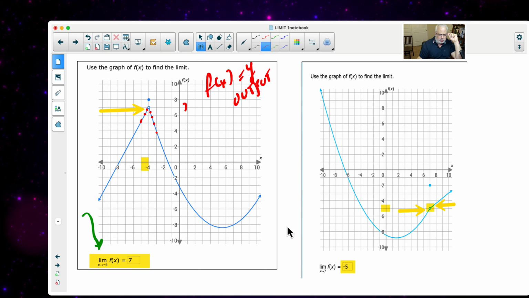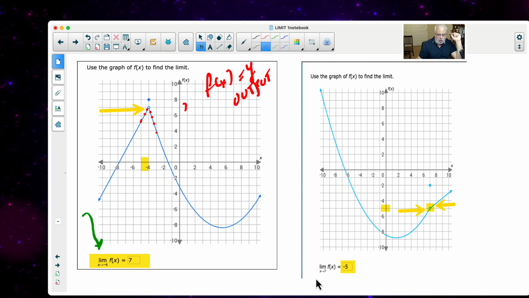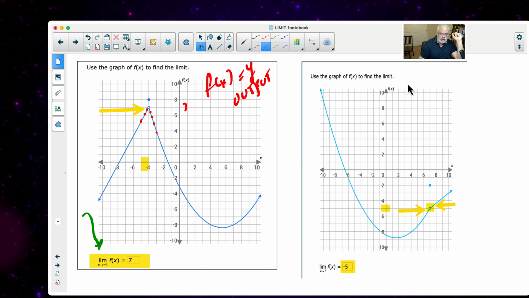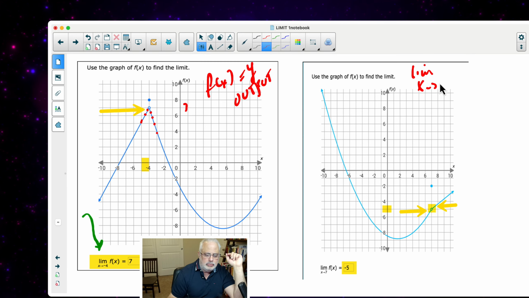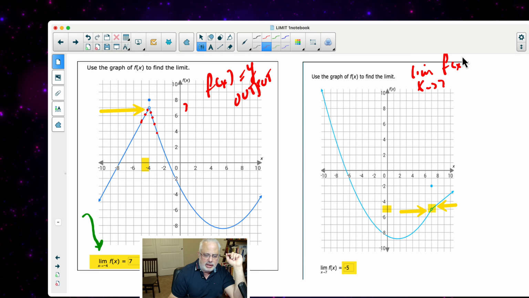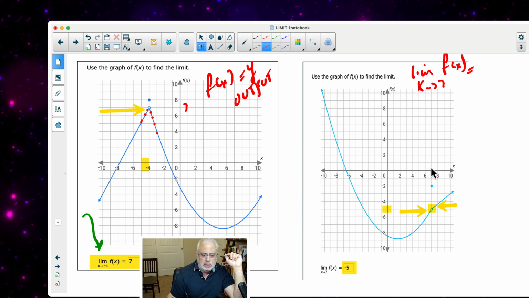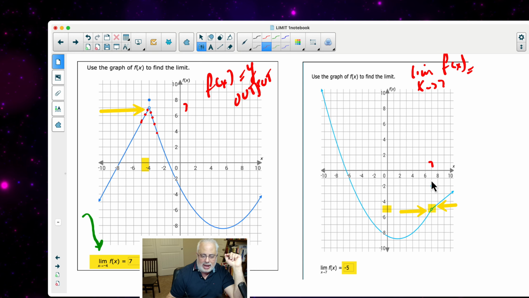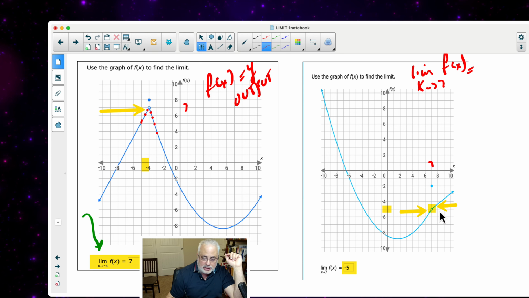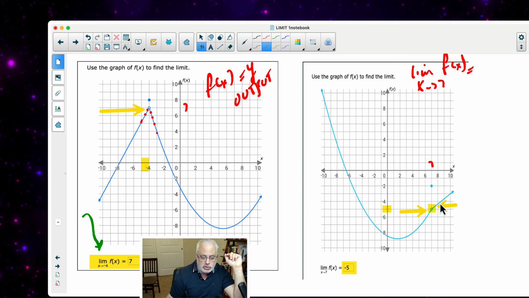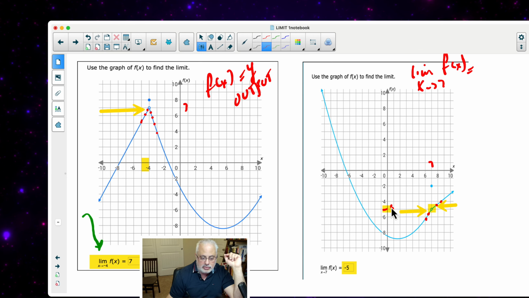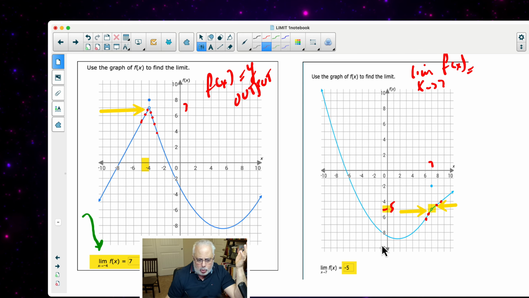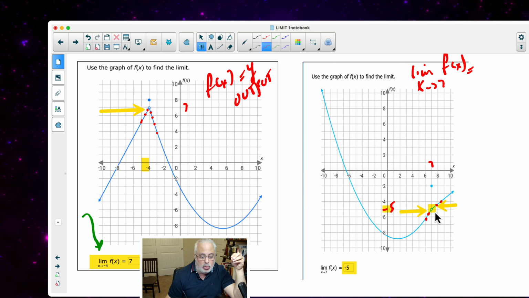Look at the example right here. On the right, they want the limit of the function when x is 7. Let me put a bigger one here. Of the function f of x, and this is the graph of the function. So I locate 7 right here on the number line, and I will be approaching from the right and from the left. When approaching from the right and from the left, we are approaching the same y value. The same y value here is negative 5.